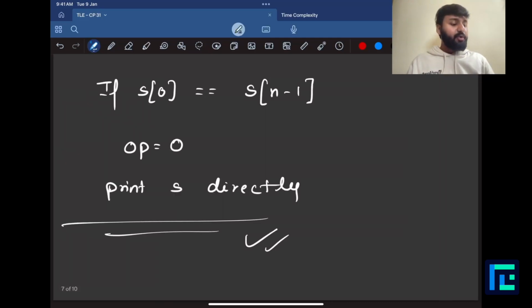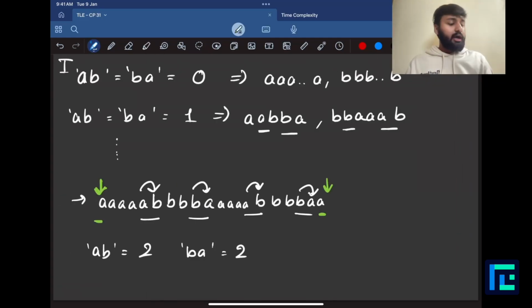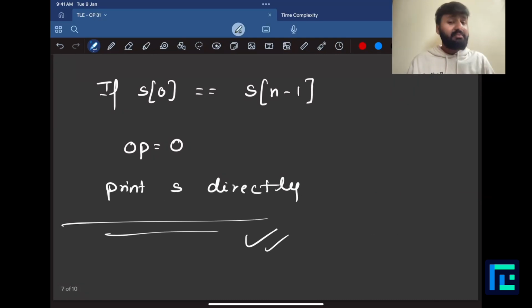Now, because I proved this by simple visual ideology over here, that if first and last letters match, then you know AB's and BA's match. It's very obvious if the first and last letters don't match, then AB's and BA's are not equal. Now, if that is the case, I will have to make them equal. Now, understand this very simple thing over here.